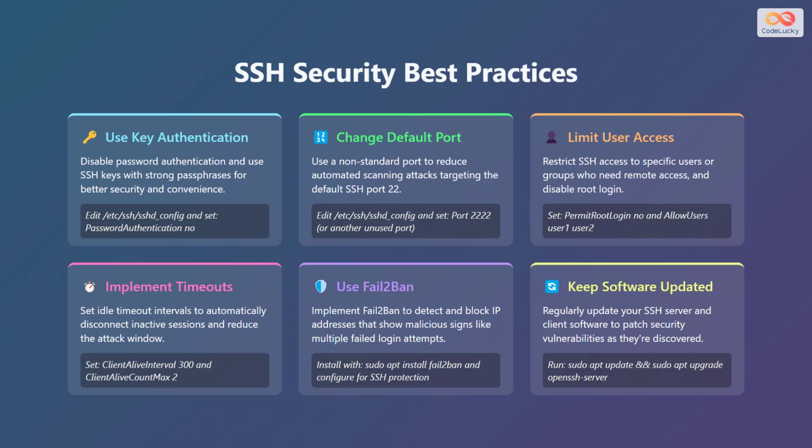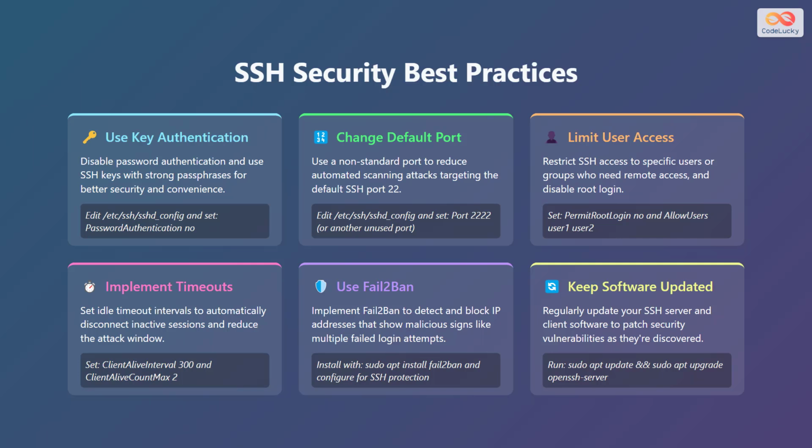Third, limit user access by restricting SSH access to specific users or groups who need remote access, and disable root login. Set PermitRootLogin no, and AllowUsers user1 user2. Fourth, implement timeouts by setting idle timeout intervals to automatically disconnect inactive sessions and reduce the attack window. Set ClientAliveInterval 300 and ClientAliveCountMax 2.